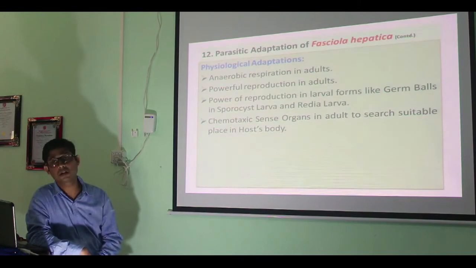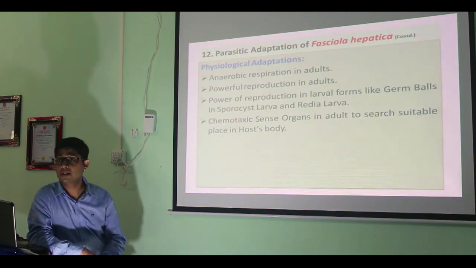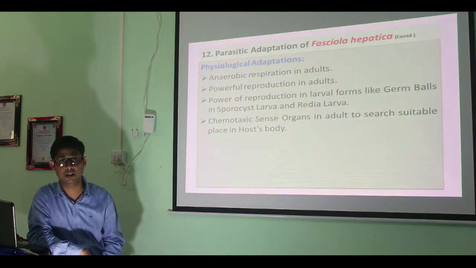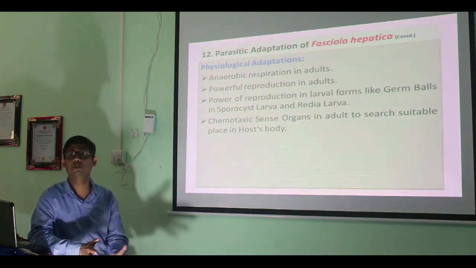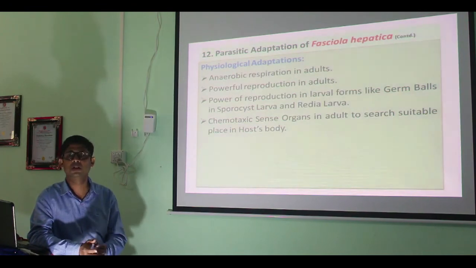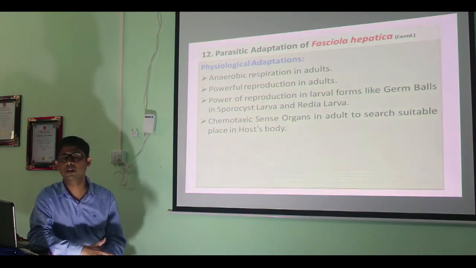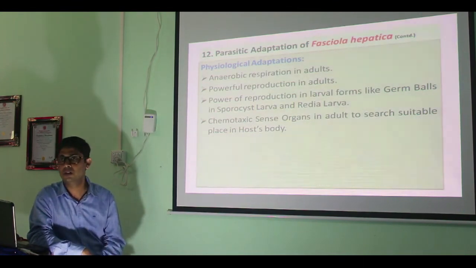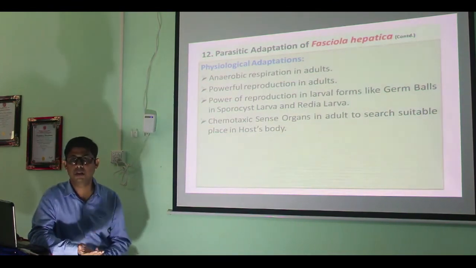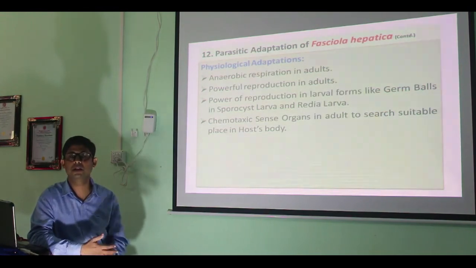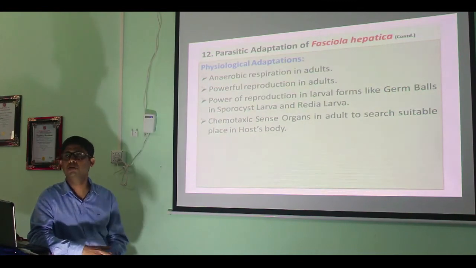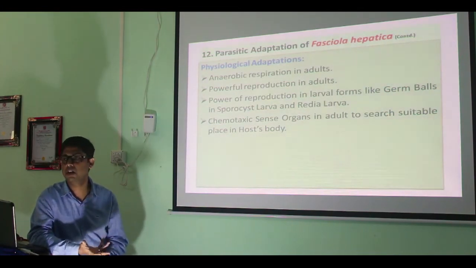Then there is powerful reproduction in the adults. We have seen the different hazards present in the life cycle of Fasciola hepatica, because the miracidium larva will be in the environment. So there is less chance for the miracidium larva to get a snail. It is required to infect the snail within a time limit of 8 hours. So there is every possibility of the miracidium larva perishing due to non-availability of an intermediate host.